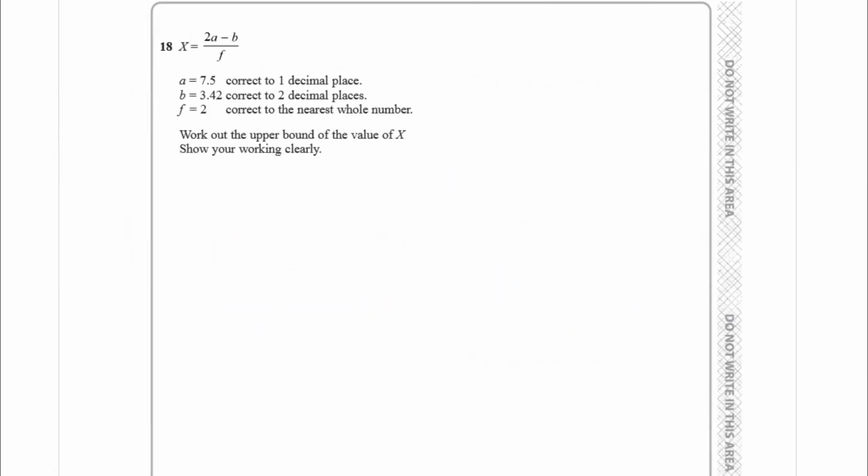Question 18 here, work out the upper bound of the value of x. So this is a very interesting point, upper bound. So upper bound meaning the biggest value that x could have. So the biggest value that x could have is when 2a is maximized. So whenever this value is maximized, and the b value should be the smallest because you want to subtract the smallest amount that you can to have the biggest number that you can. So b is smallest, so I'm going to say b is minimized. So these are just notes that we can tell ourselves.